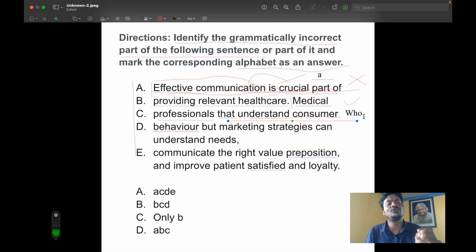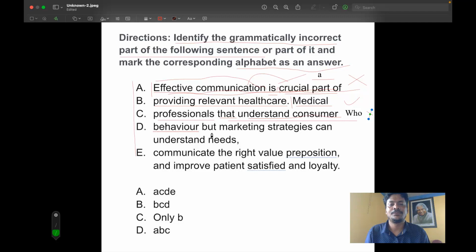Who is generally used with people, a person, right? Whether it is who or whom, they are used with people or a person, or any proper noun referring to a person, or any common noun referring to any gender, male or female. So who is used with that. So I hope you understand. Therefore we consider option C another error.